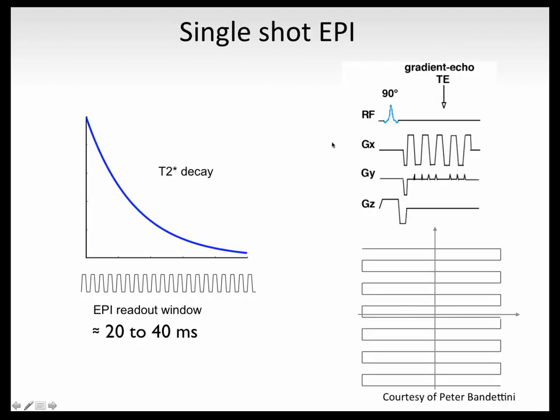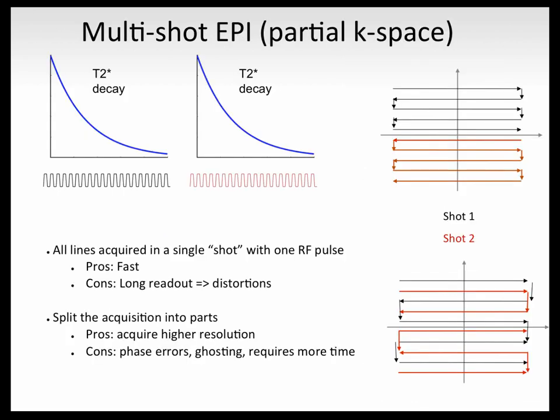So as I was saying before, you only get a small window, which is 20 to 40 milliseconds, to get the entire image. But if you do happen to want to get into higher resolution, what you can do is just take 2 shots of the image. In the first one, you get the first half of K-space. In the second one, you get the second half of K-space.